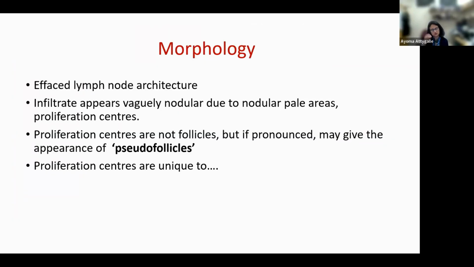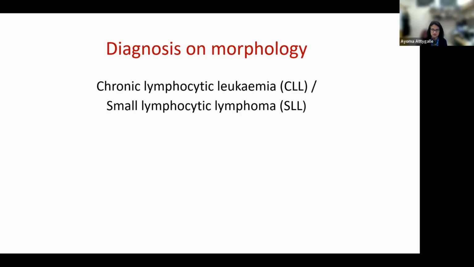So morphologically, what we have seen so far is effaced nodal architecture, and the infiltrate is vaguely nodular due to these pale nodular areas or proliferation centers. These are not follicles, but if they're pronounced, they can give an impression of a pseudofollicular appearance. And the proliferation centers are unique to, I think you know this, chronic lymphocytic leukemia or small lymphocytic lymphoma, which is the non-leukemic counterpart.